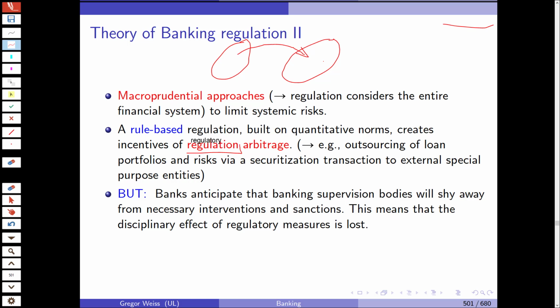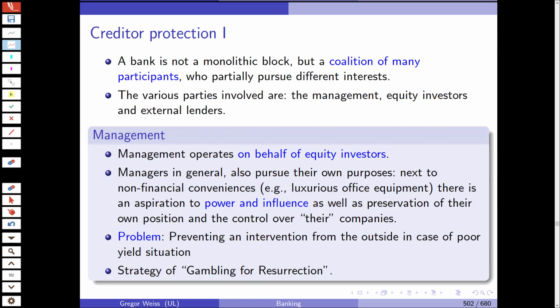But banks anticipate that banking supervision bodies will shy away from necessary interventions and sanctions, and this means that the disciplinary effect of regulatory measures is at least sometimes lost, because we all know no regulator and no supervisor would close down Deutsche Bank. No one will close down Citigroup. That will just not happen.